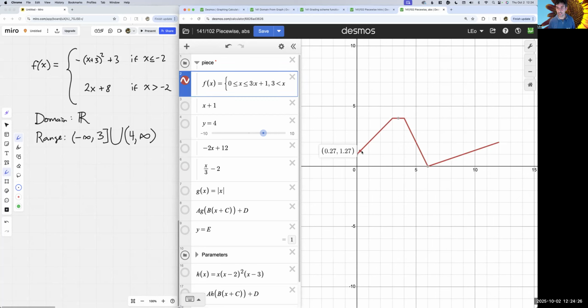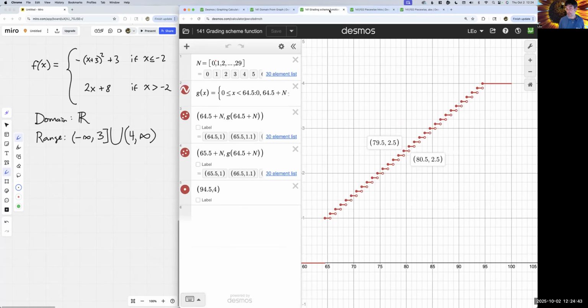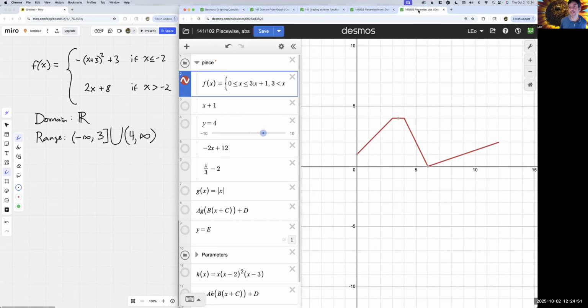So it's one line from 0 to 3, then from 3 to 4, it's a horizontal line, from 4 to 6, it's a different line, and from 6 to 12, it's yet another line. So we can have as many categories as we want. Similar to my grading scheme, where I've got a lot of categories, 0, 1, 1.1, 1.2, 1.3, all the way up to 4.0, however many that is. So piecewise functions can get relatively large.